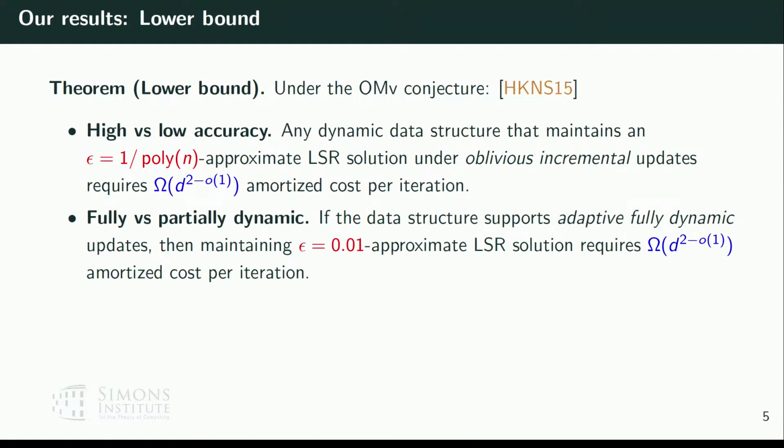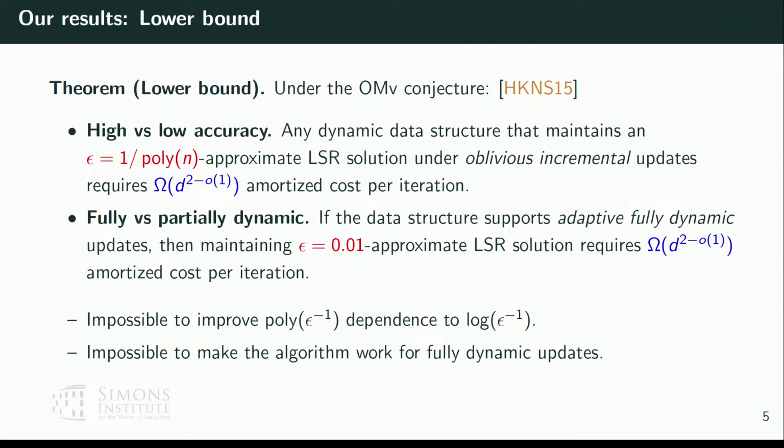And our second lower bound result shows that if we want the algorithm to support fully dynamic and adaptive updates, then even if we just wanted to maintain some constant approximation, this is already too hard. This would take d squared time per iteration. So it means we cannot generalize our upper bound to work for fully dynamic updates. So basically, this is a negative result to both of the previous two questions.